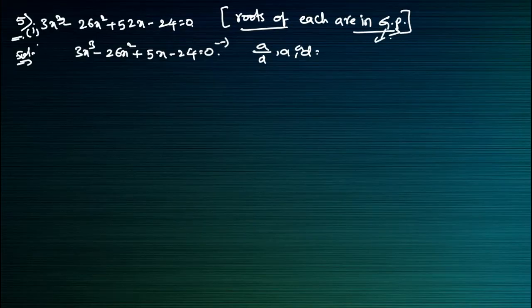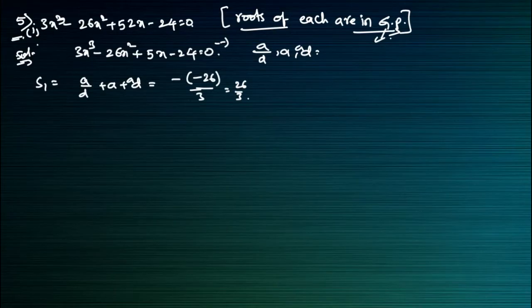Now s1 is equal to a by d plus a plus ad. So s1, the sum of the roots, is minus of minus b by a, so 26 by 3 will come here. So it will become a by d plus a plus ad is equal to 26 by 3.